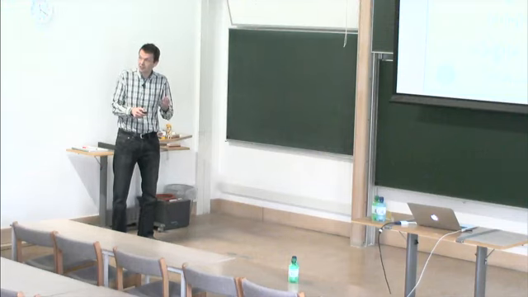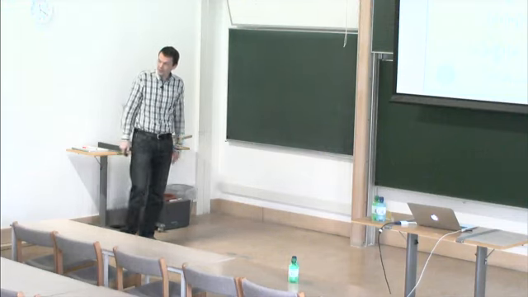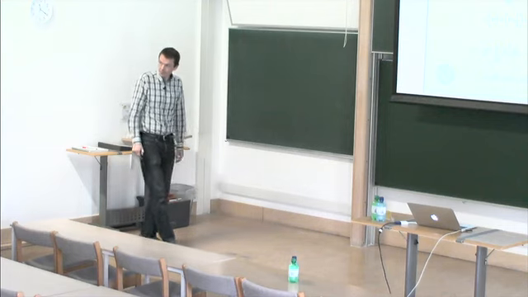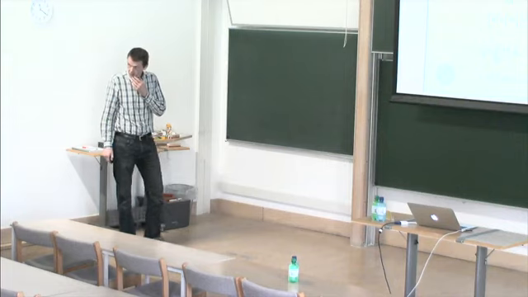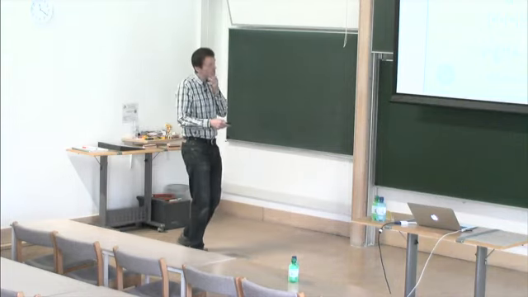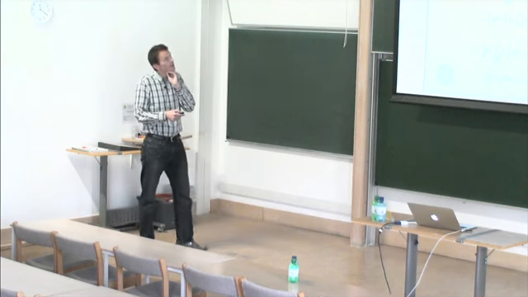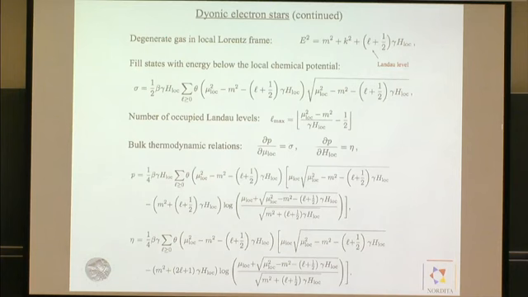Well, I shouldn't say this was done by Israel and others quite some time ago, and Schutz, I think, also contributed to this. Now, we're going to do the same game again. We're going to assume that we have a degenerate gas in a local Lorentz frame, but this time our particles will have a piece that comes from their orbital motion.